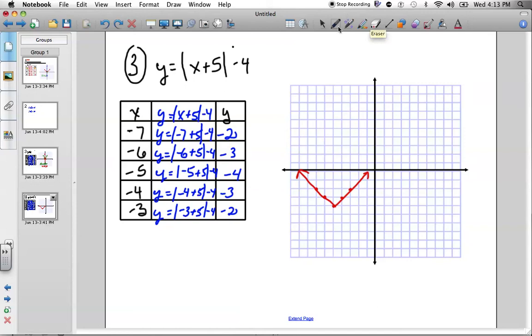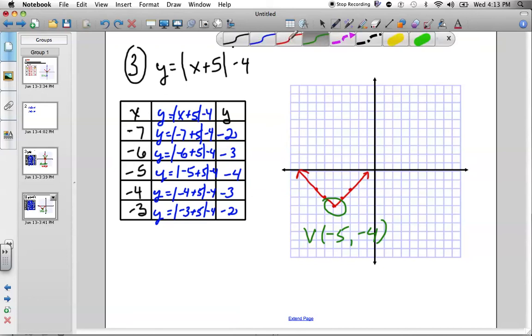And there it is. Another question I could ask you here is, what is the vertex? That's that low point here. That ordered pair is going to be -5, -4. The other question I could ask is, what is the axis of symmetry? And we'd have to put in the line right here.